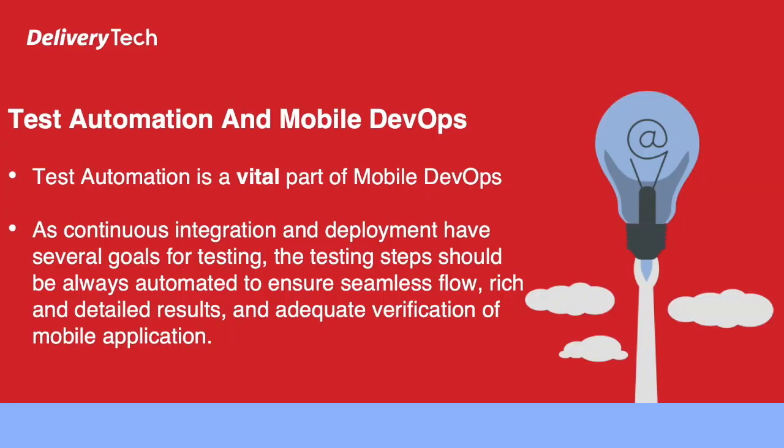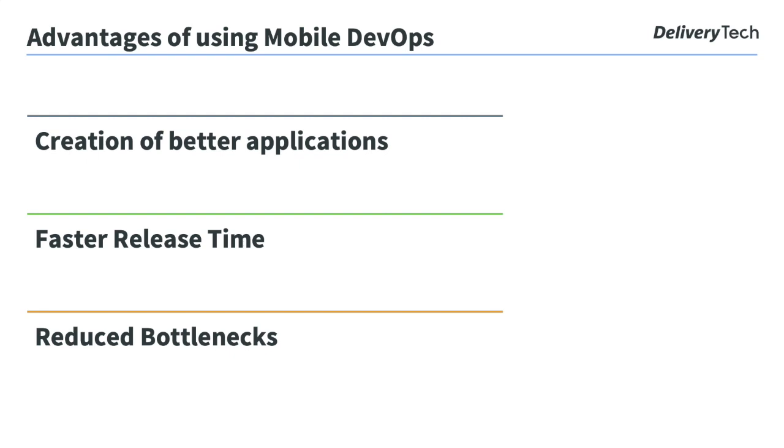Test automation and mobile DevOps. Test automation, as we said, is a vital part of mobile DevOps. Continuous integration and deployment must be in place in any delivery pipeline. If we are using mobile DevOps, we will create better applications because we have good quality and we put our test automation scripts in the right place. We have a faster release time and we reduce bottlenecks because we know more about our issues, we can figure out what the problems are, and how we can solve them.